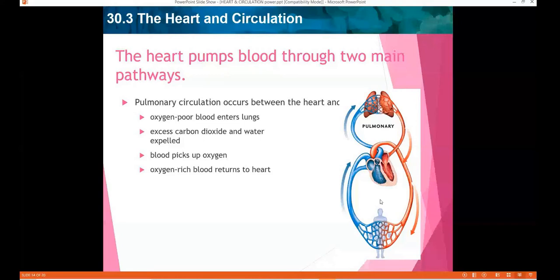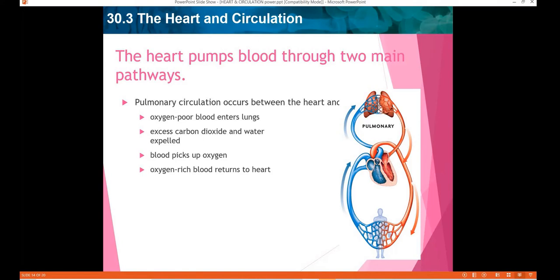Now, how does it take place in the pulmonary circulation and in the systemic circulation is what we are going to talk about now. Pulmonary circulation occurs only between the heart and the lungs. The main function of this circulation is to carry oxygen-poor blood to the lungs, where it picks up oxygen, expels carbon dioxide and water, and carries oxygen-rich blood back to the heart. Each lung is supplied by its own pulmonary artery and vein.